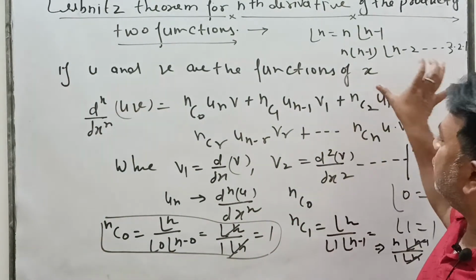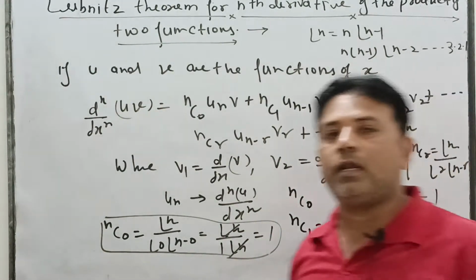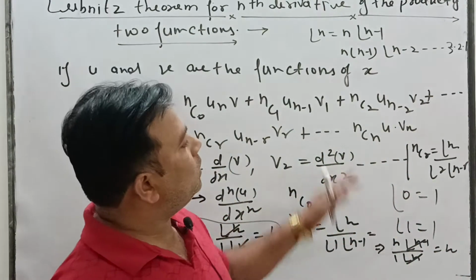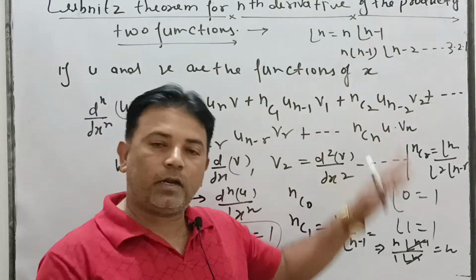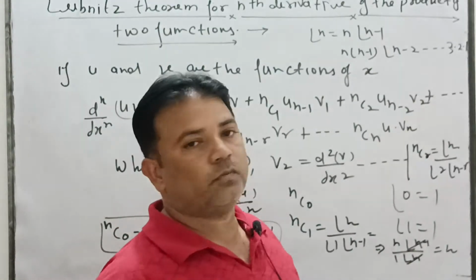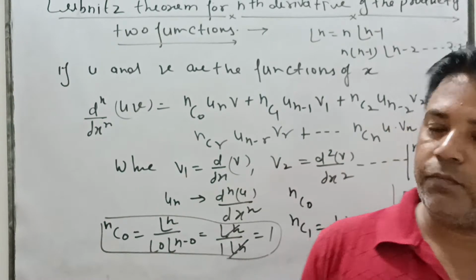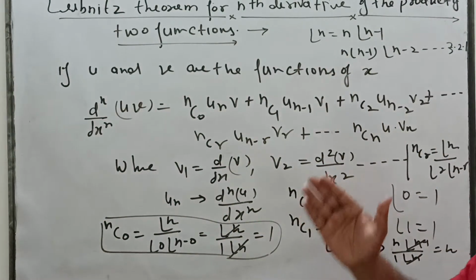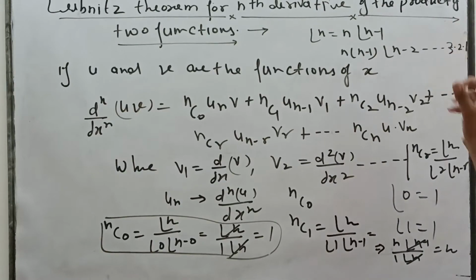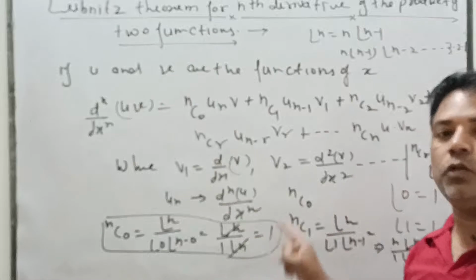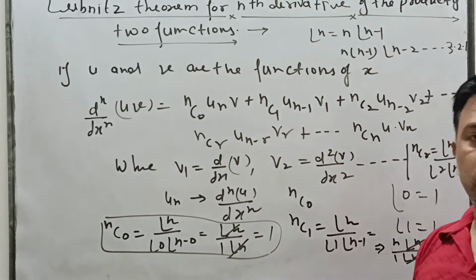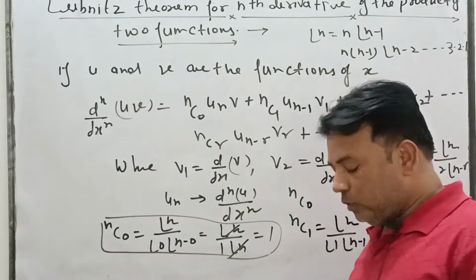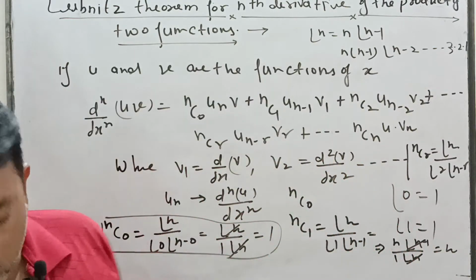The factorial is defined only for natural numbers 1, 2, 3, 4 up to n, but as an exceptional case, factorial 0 is defined and its value is 1. 0 is not a natural number. Do all of you understand? So you know about the Leibniz theorem.